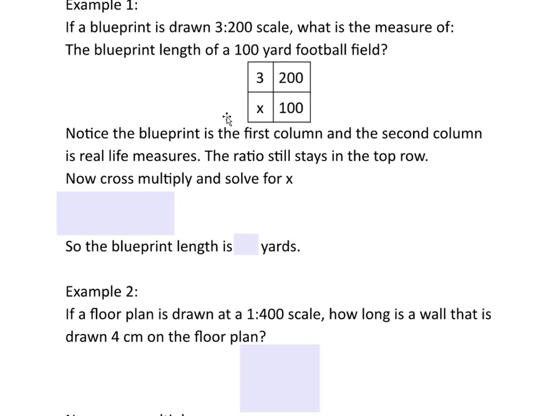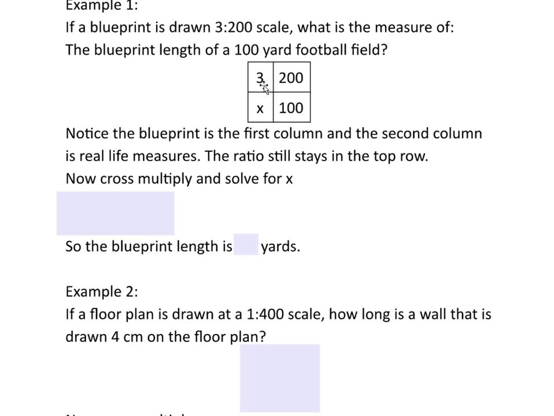So we set it up like this. Our scale is set up horizontally across. One's the smaller scale, because the smaller number is going to be what's going on our blueprint, obviously, right? Because we can't have a 100-yard blueprint, so that doesn't make any sense. So we're going to have 3 to 200. And then the 100 is going to go under the 200 because that's the life size numbers there.